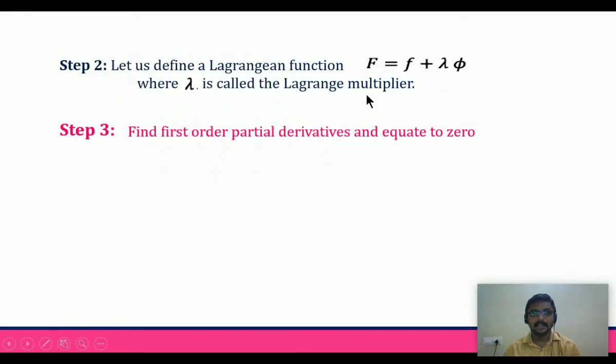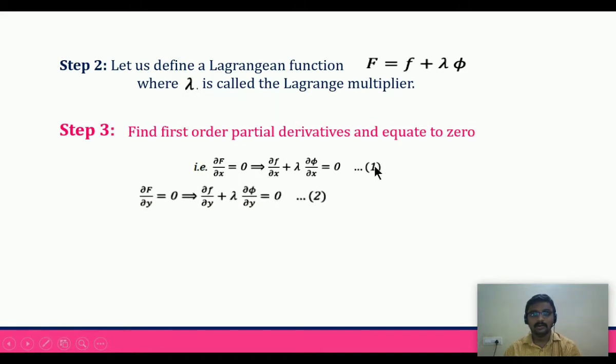Step 3. In step 3, find the first order partial derivatives and equate to 0. So here we have to find the first order partial derivatives of F with respect to x, y, z respectively, and equate them to 0. That is, dou F by dou x, the first order derivative of F with respect to x, equated to 0. That is, dou f by dou x plus lambda into dou phi by dou x equal to 0. Let it be equation number 1.